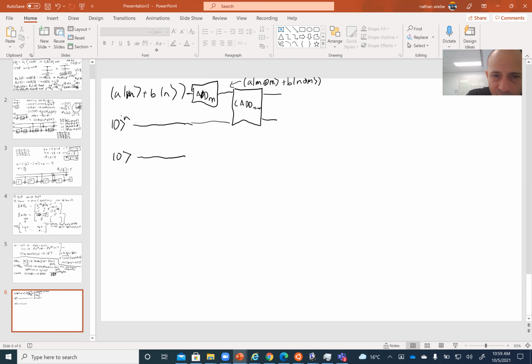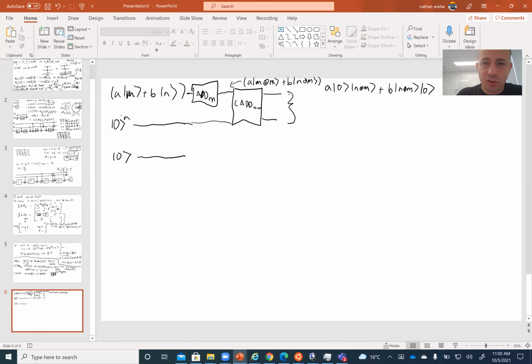And so if we do this, then the state that we end up coming out with on the other side is going to be a 0 n plus m, or b n plus m 0. Okay, so this is our quantum state that we have at that stage.